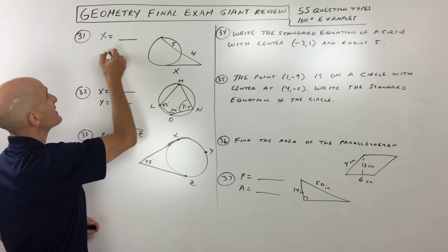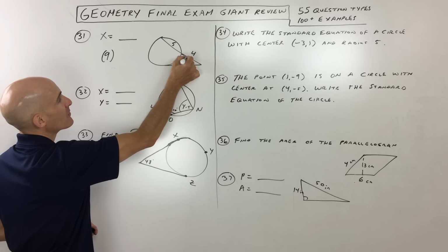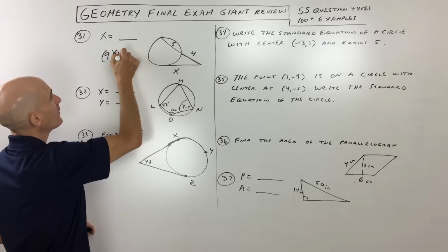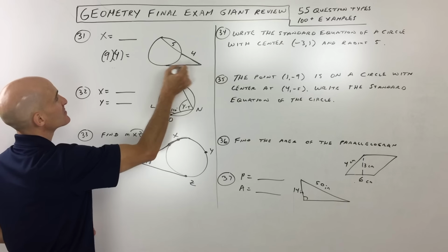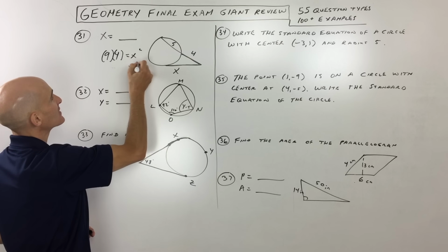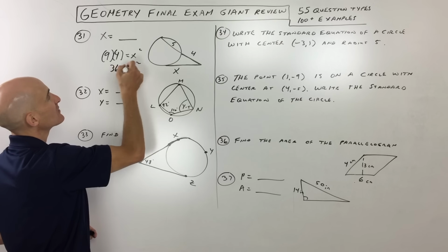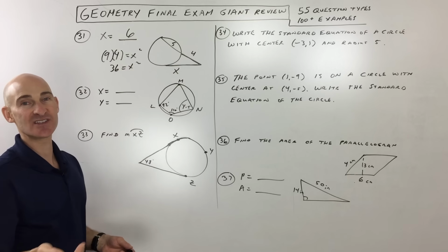So the whole length here is 9. The external part, meaning the part outside the circle, is 4, equals the tangent times the tangent, or the tangent squared. So we get x squared is equal to 36. Take the square root of both sides, and you can see x equals 6.